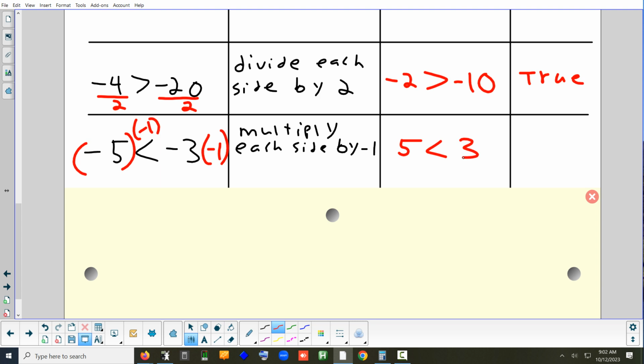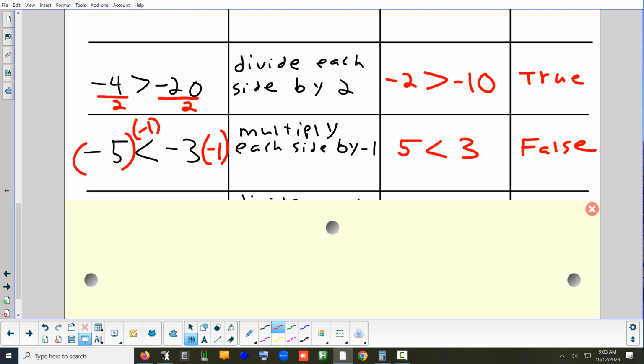Is 5 less than 3? No. Did we do anything wrong by multiplying? Negative 5 times negative 1, negative 3 times negative 1? So we didn't make a mistake. We did the arithmetic right, but we ended up with something that was false. That's not good. We started with something true, we correctly did the same thing on both sides, and all of a sudden it turned into something false. We don't want that to happen, so we need to talk about what happened there.